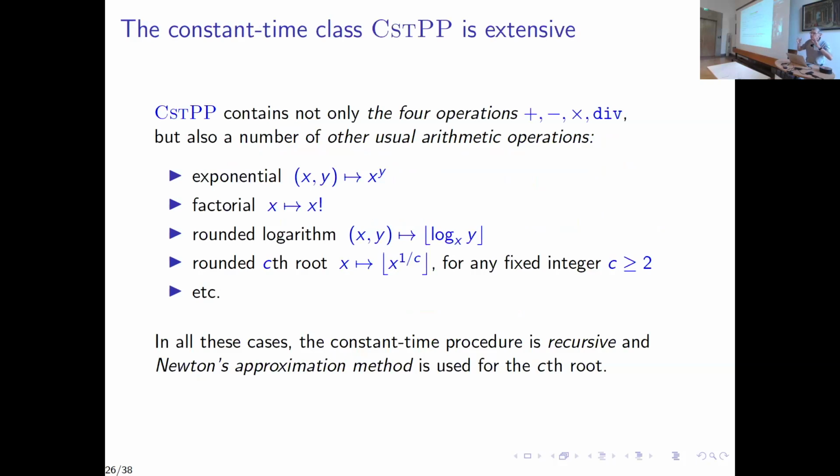First, maybe the first problem is how extensive is this class? It contains also exponential, factorial, binomial coefficient, rounded logarithm, rounded C-th root for any C. In all cases, the constant time procedure is recursive. And for the C-th root, we use a Newton approximation method.